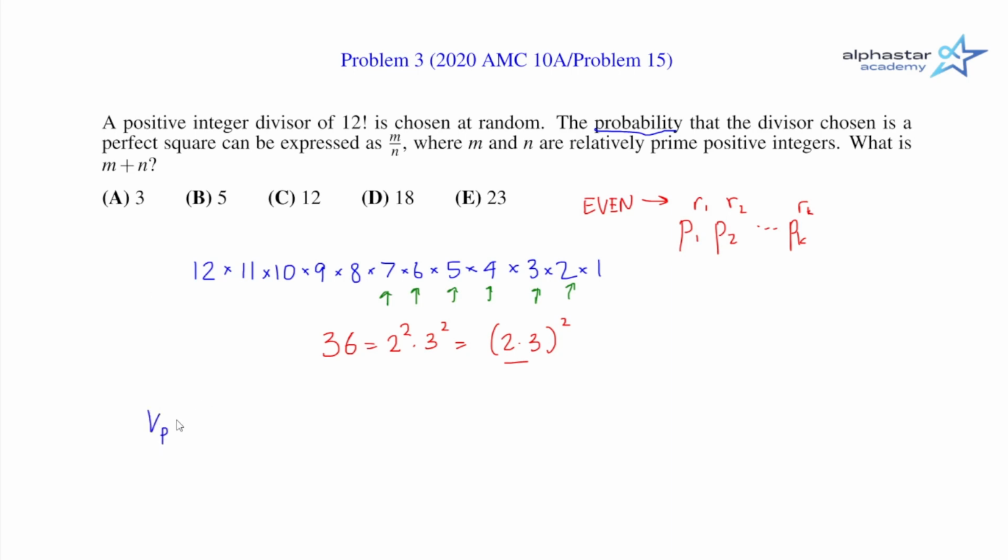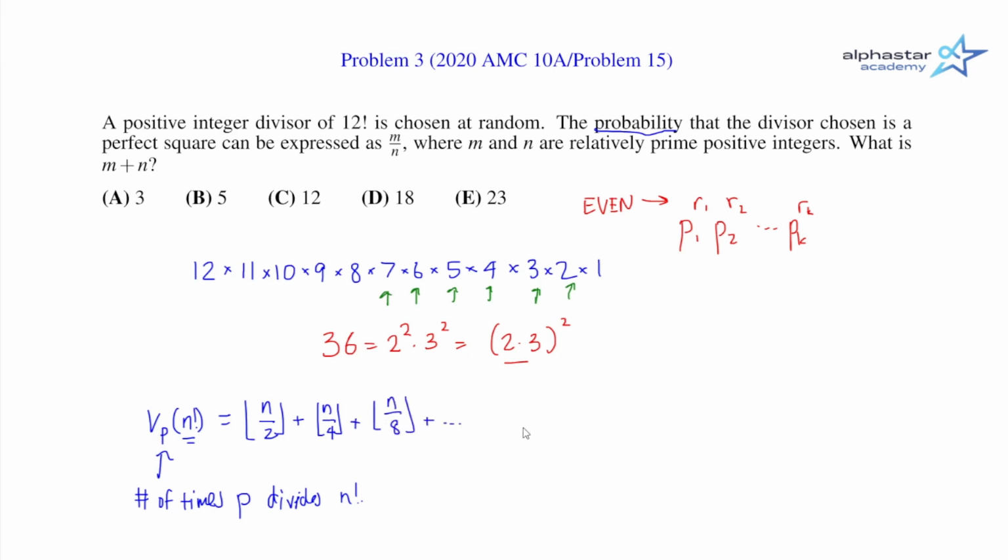Given some number n, the number of times some prime p divides n factorial is equal to the floor of n over p, plus the floor of n over p squared, plus the floor of n over p cubed, and so on. In this case, where n equals 12 and p equals 2, 12 over 2 is 6, so that's the first term.